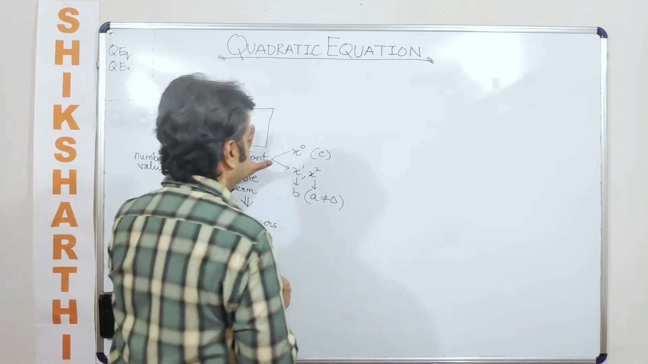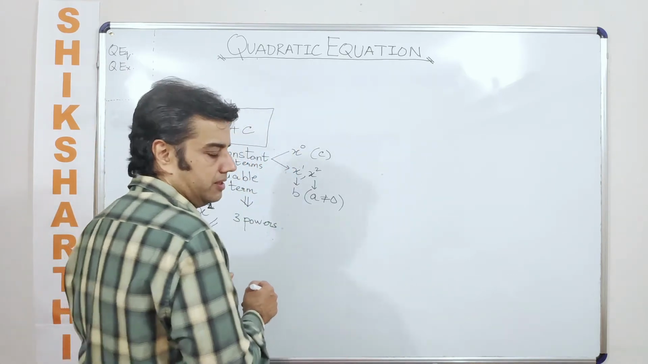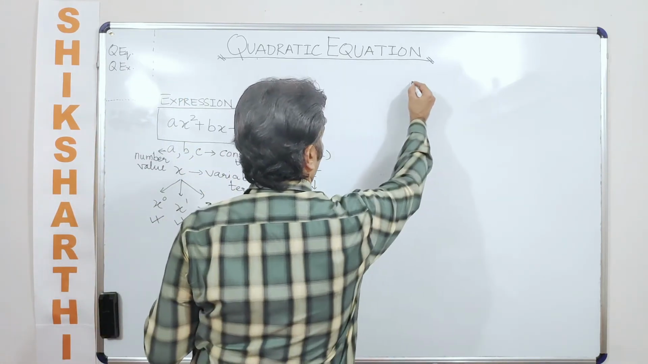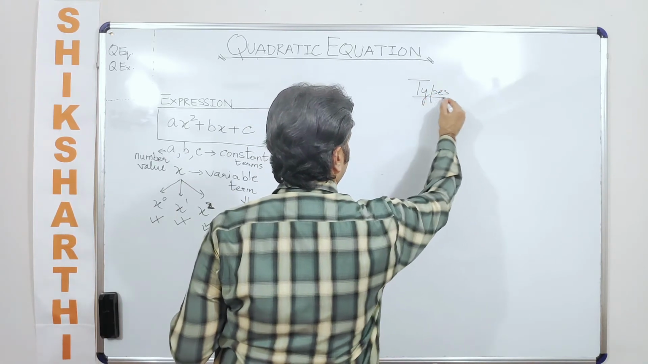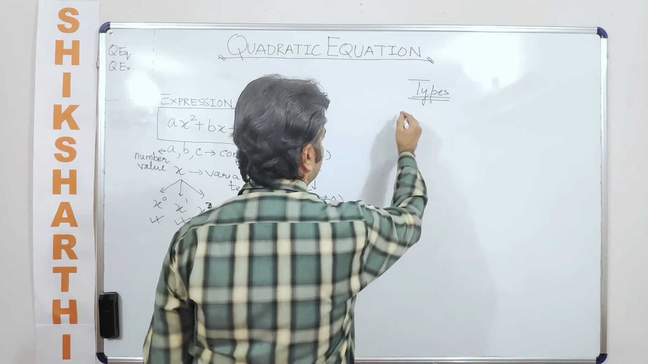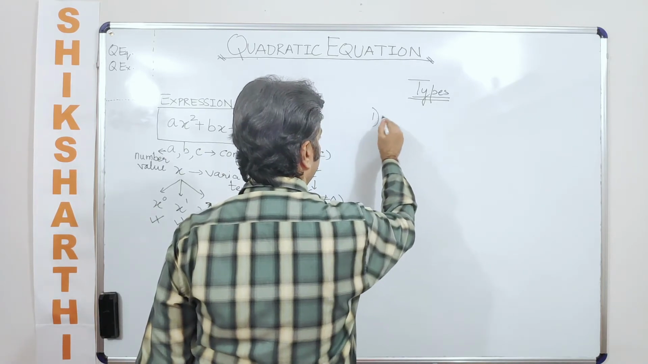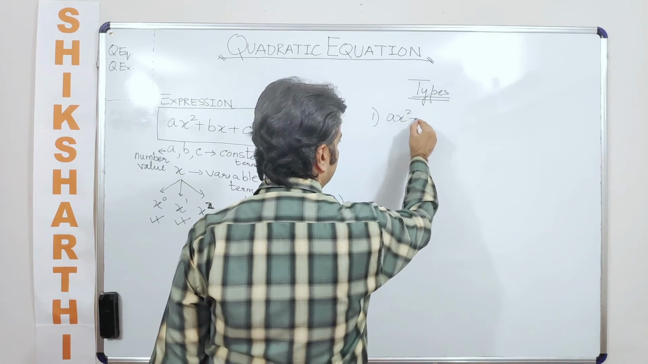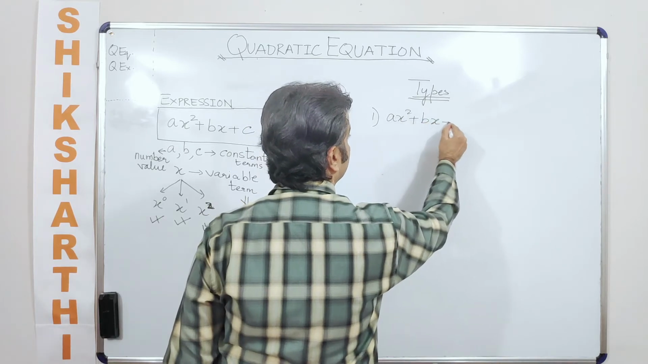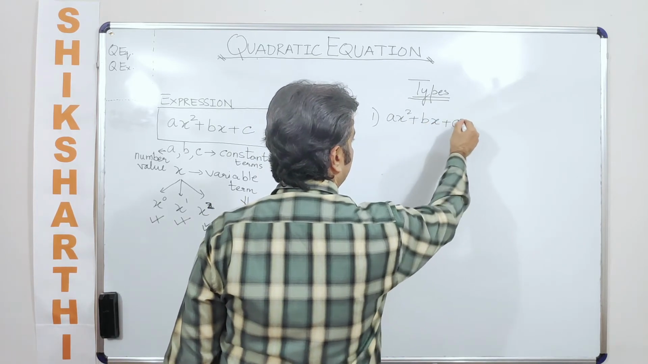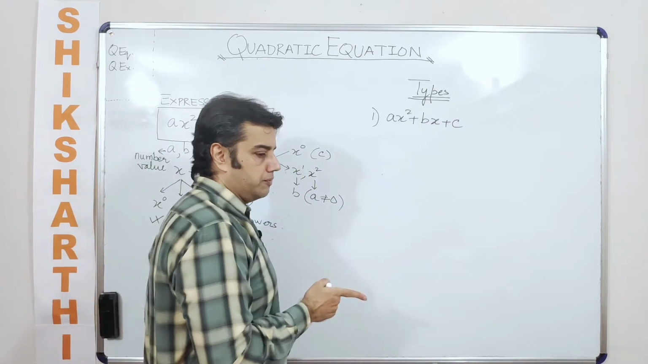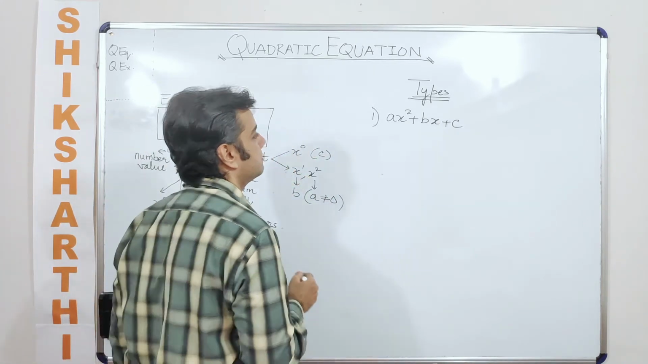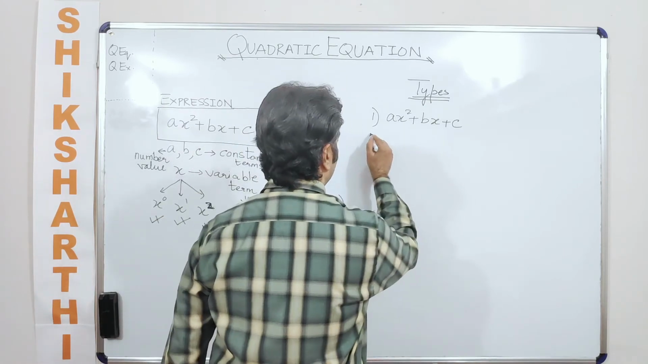how many different types of quadratic expressions can be written. So we are now going to talk about the types of quadratic expressions that can be written, starting off with the basic type. So let us say the first type here is ax square plus bx plus c, where x is your variable term and the remaining terms are constants, whether they are coefficients or they are not the coefficients.